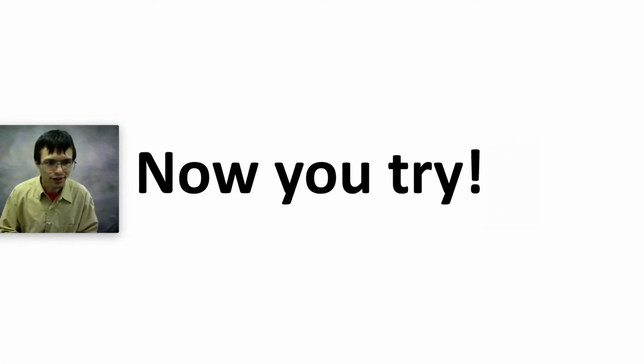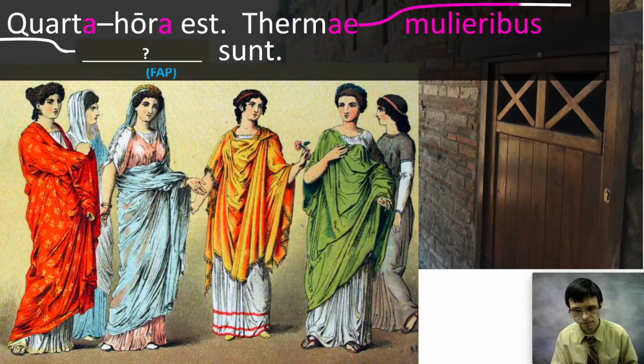All right, now you try. So for all the future active participles, let's see if you can give it right away, or with an English clue, or maybe even with at least a Latin clue. It is the 4th hour. The baths are going to blank for the women. Now, how are you going to get this? Well, first, let's see if you can get it like this. If you can't get it like this, then here is the English.